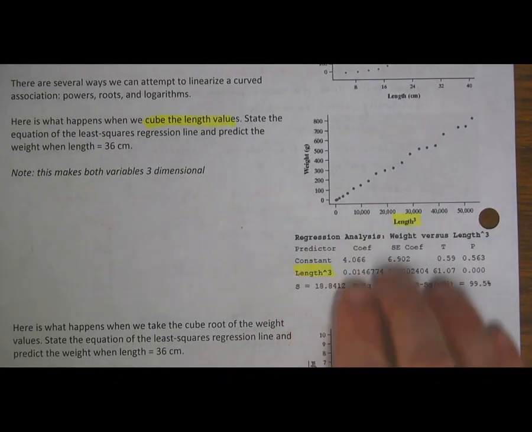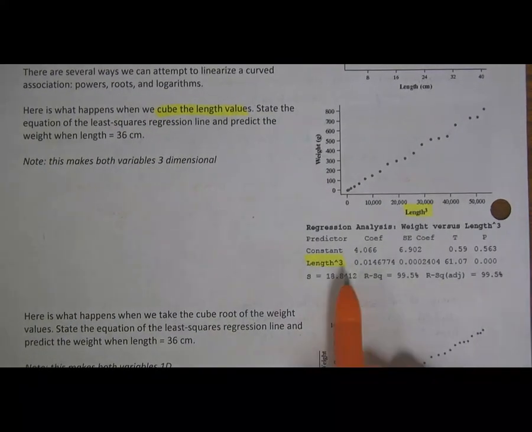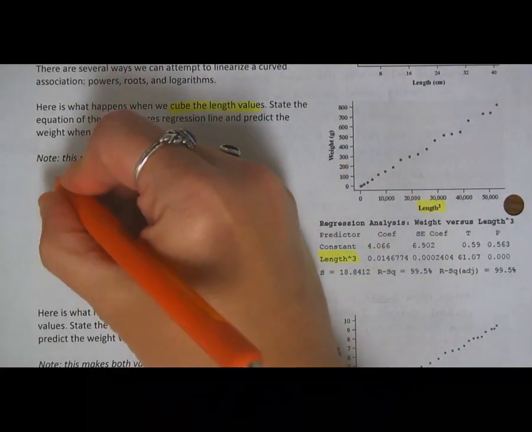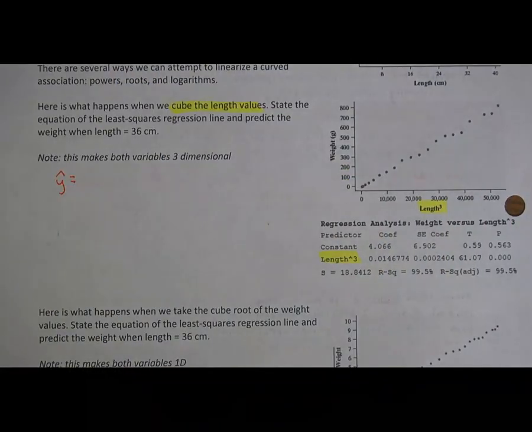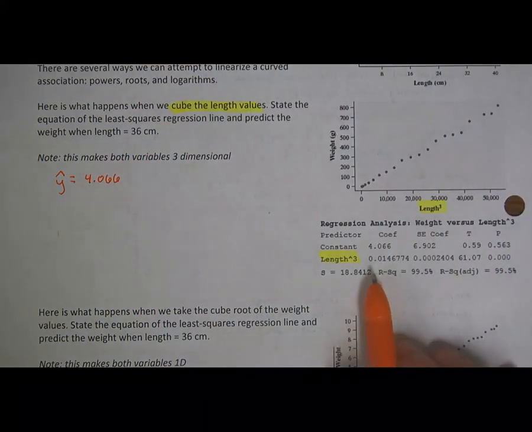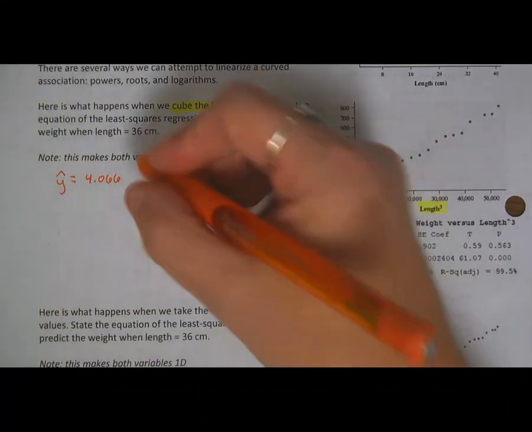We have everything we need in this computer readout. And predict the weight when the length is 36. All right, so use the computer readout and use what you know from last time, okay? The predicted y value is the constant, 4.066. The slope is 0.0146774. Let's just say 0.015, and it's positive.